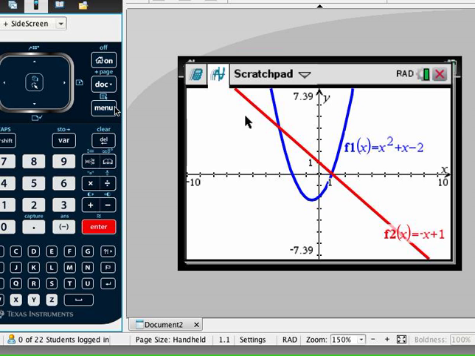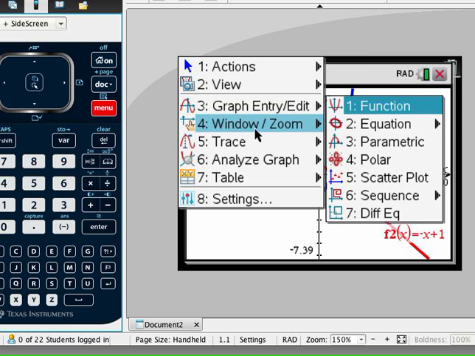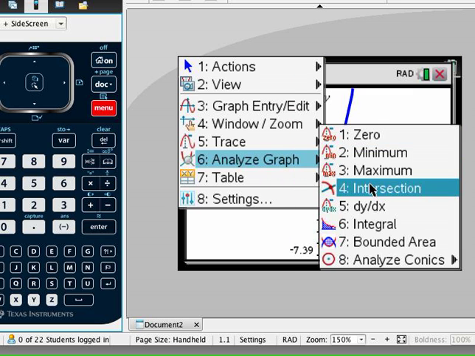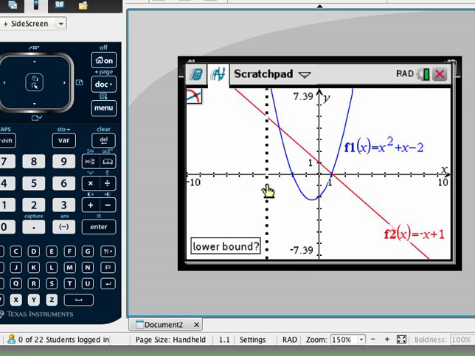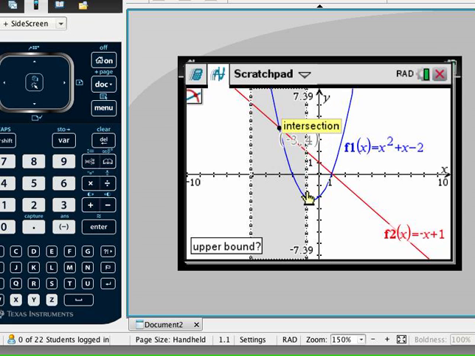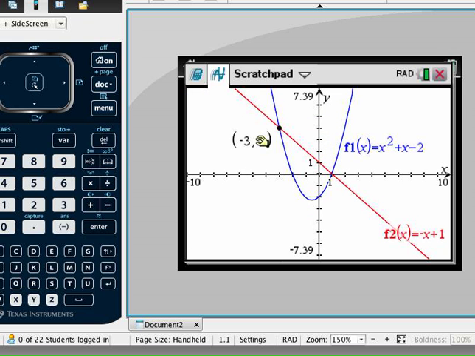So if you recall, we can find those intersections by going to Menu, Analyze Graph, and Intersection. It's going to ask me my lower bound, my upper bound. So there's my first intersection, negative 3, 4. So that means negative 3, 4 is my first solution. I do see that I have another intersection here.